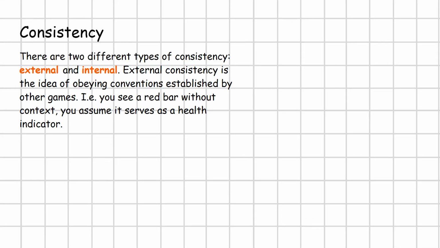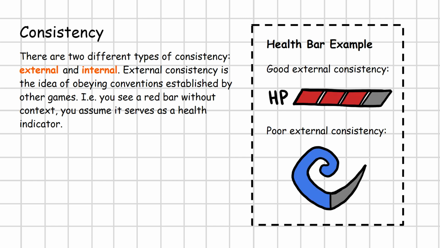There are two different types of consistency: external and internal. External consistency is the idea of obeying conventions established by other games. An example is the red health bar, common in role-playing games. If you see a red bar without context, you assume it serves as a health indicator. A game with a blue health bar and a red magic bar would be externally inconsistent, violating the expectations players have based on past experience and taking a lot of time to get used to.